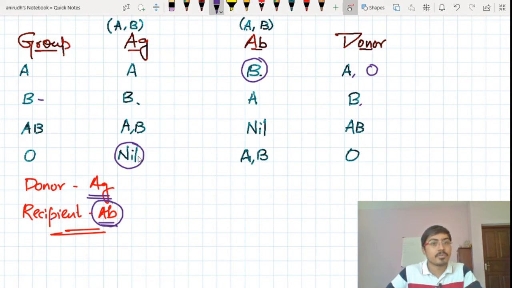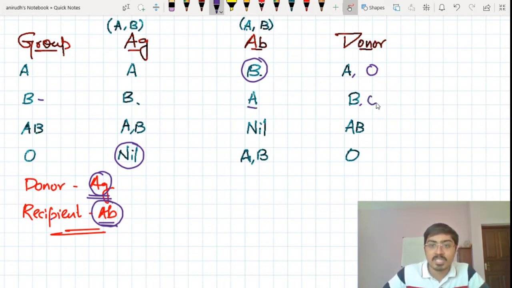Here you have no antigen, you can directly give it, because we are considering the antigen of the donor and the antibody of the recipient. Antibody of the recipient is A, and there is no antigen, so you don't have to worry at all. So this is a possibility.